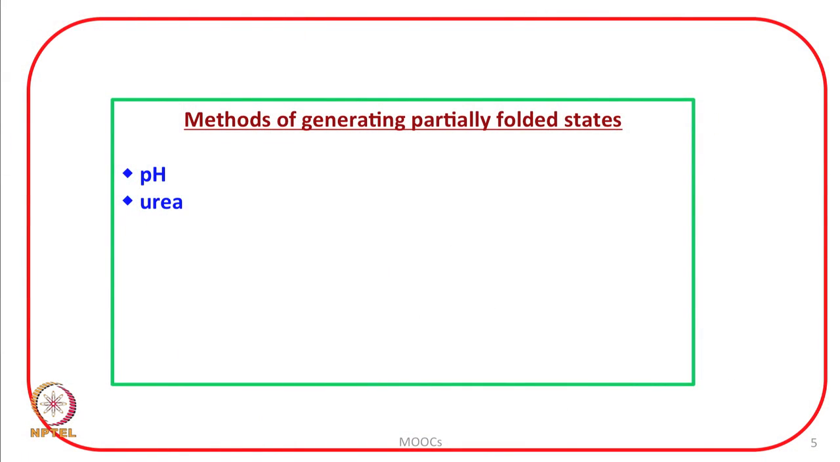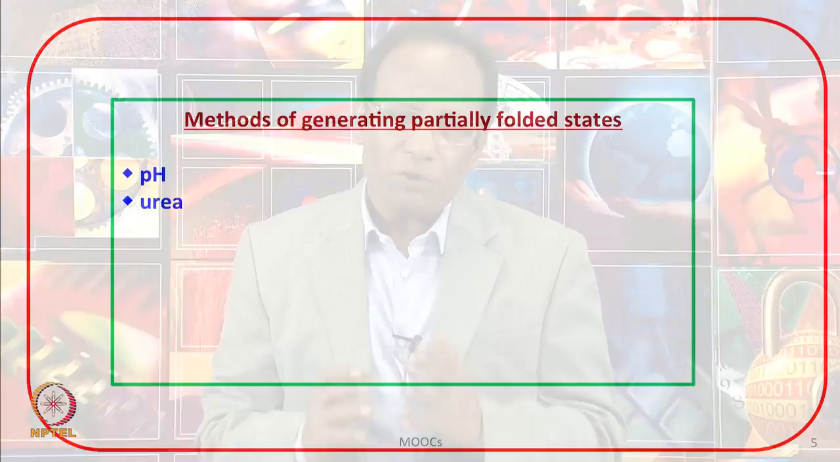Now, let us take a look at the next possibility. Urea. Urea is another molecule which affects the protein conformation. It is believed that urea can affect the protein conformation by altering the structure of water. Because urea can form hydrogen bonds with water, it will alter the structure of water to a large extent. And alteration in the structure of water can ultimately affect the protein conformation.